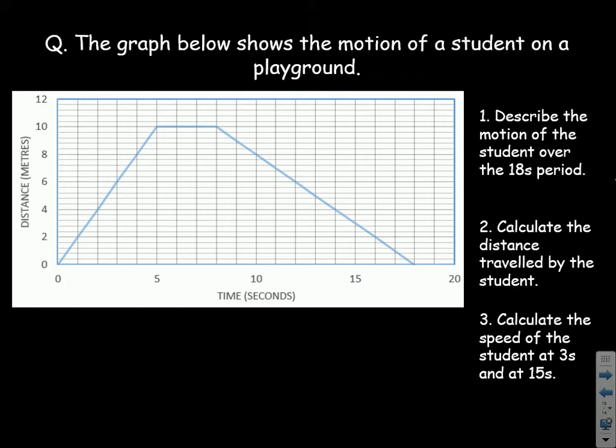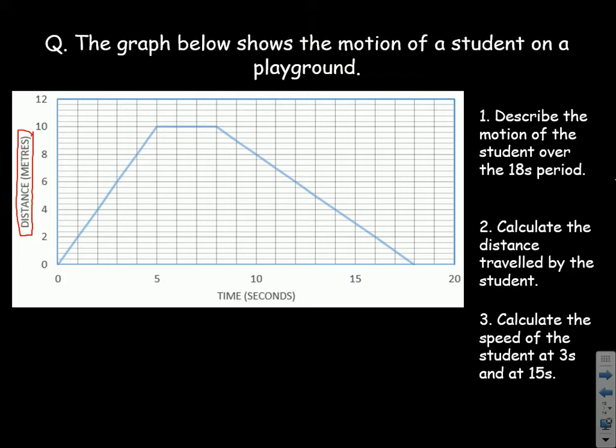Before I even look at the questions, the first thing I'm going to do is, when I look at this graph, have a look down the side and see that over here we have distance. So this is a distance time graph, and that is something I'm going to be keeping in mind when I'm answering these questions. So to start off with, question number 1, describe the motion of the student over the 18-second period.